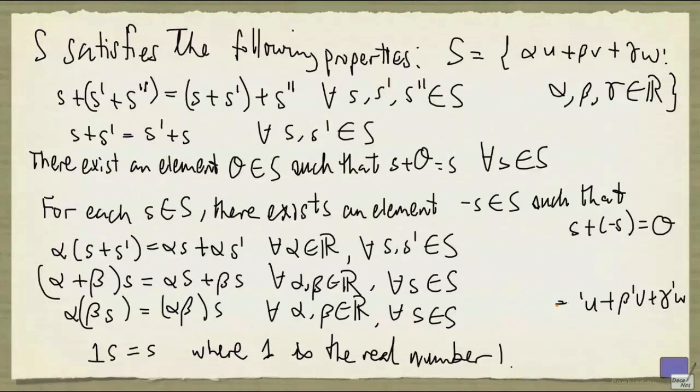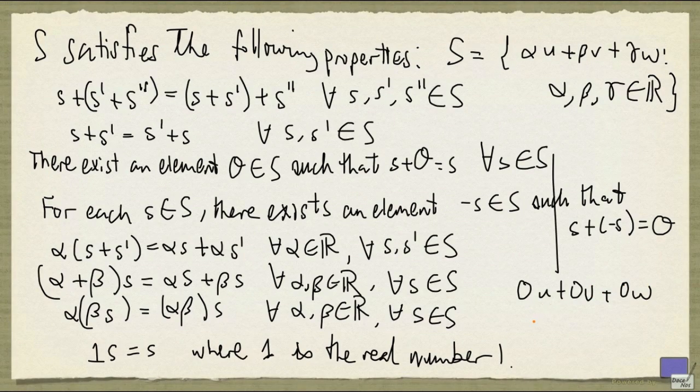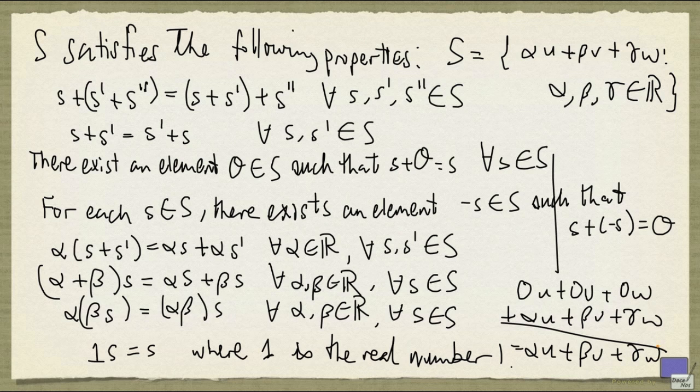The one property that is a bit unusual at this point probably is the third one here. There exists an element script O in S, such that S plus script O is S for all S in the set capital S. Now, what could this element possibly be? Well, if you think about it, it's just the element given by the linear combination 0 times u plus 0 times v plus 0 times w. Because if you add any other element in the form alpha u plus beta v plus gamma w, you simply get back alpha u plus beta v plus gamma w. So this is our element script O.